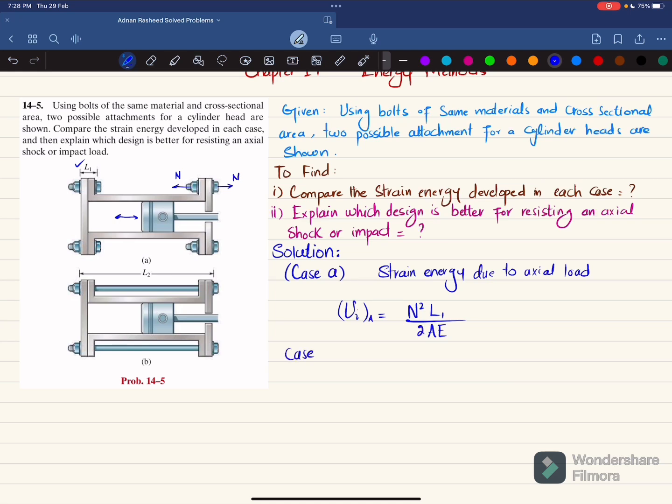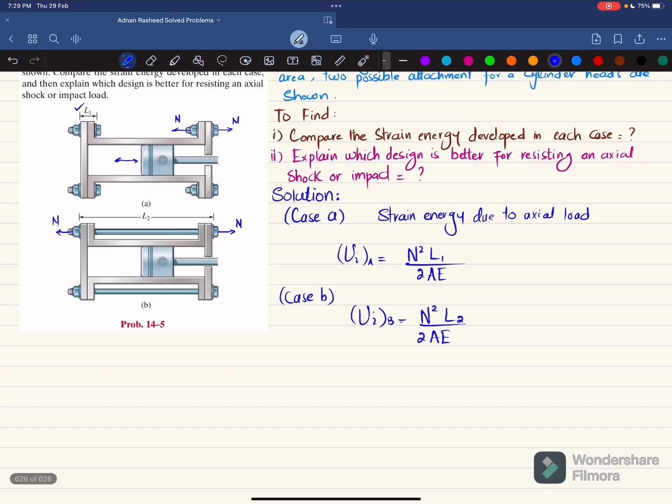Now for case B, you can write the same equation. Ui for case B will be equal to, here you can see this bolt will experience normal or axial load N, the bolt will be in tension, so it will be N squared, and the length over here is L2, divided by 2AE. So this is the strain energy for case B. These are the answers of our first part.